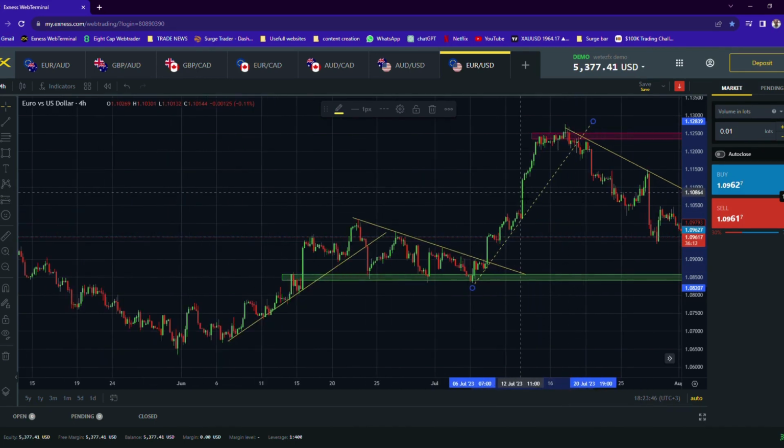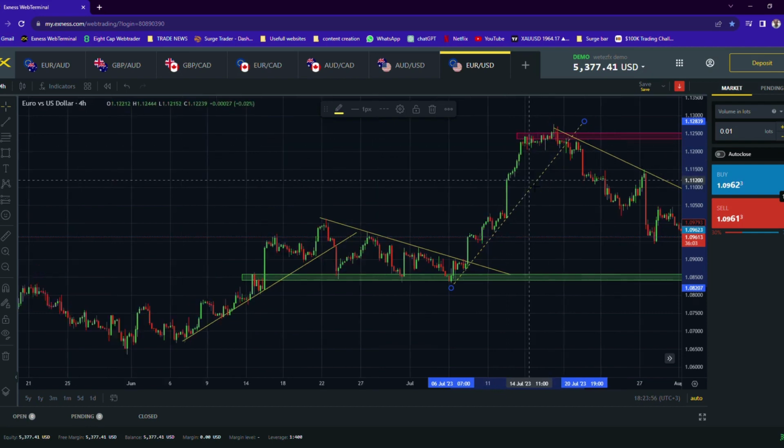But as you can see here, the target was broken through with a very huge volume to the upward side, and this could have potentially led to continuations.